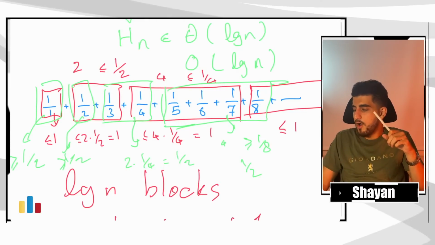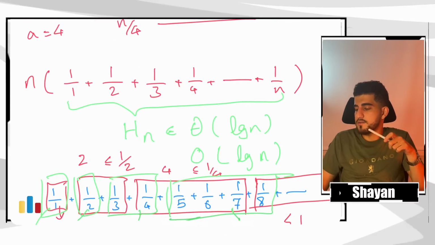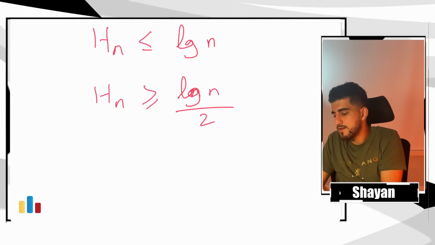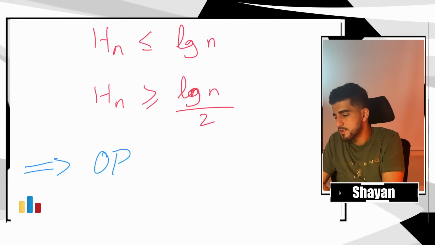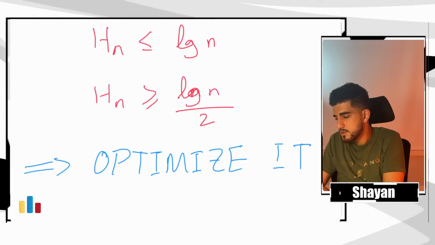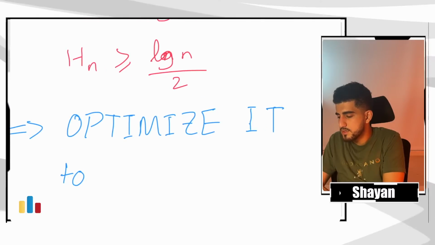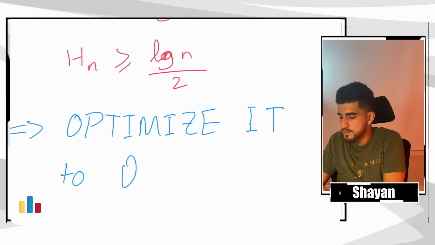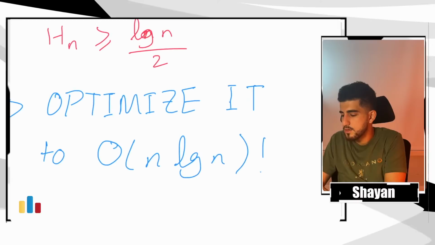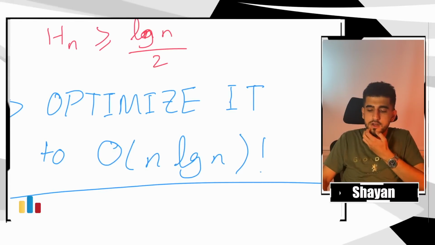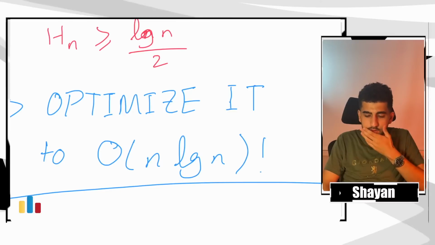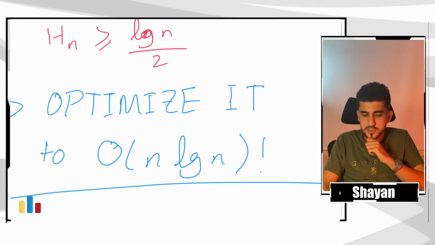So basically, all I'm saying is that H of n is of theta of log n. Therefore, this is going to be n log n. Therefore, we have solved the problem. We have optimized it. The total solution is optimized to O of n log n. And if you implement it, you're going to get accepted.